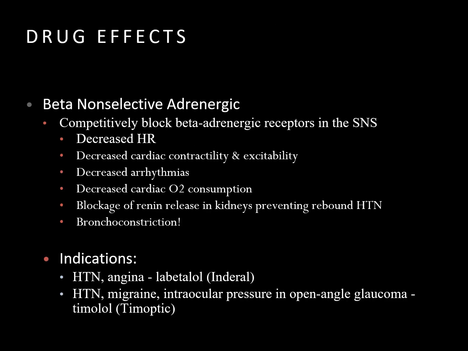Okay, so we're talking about these beta non-selective adrenergic antagonists here. Take a look at your sympathetic nervous system. Everything you see in the beta 1 and beta 2 is now being blocked. So we're going to decrease the heart rate. We're going to decrease the cardiac contractility and consumption of O2. We're going to decrease arrhythmias, and we're going to block renin release in the kidneys, which will help to prevent any rebound hypertension. However, we're also going to cause bronchoconstriction. Instead of dilating those lungs, we're actually constricting them. So huge, right?